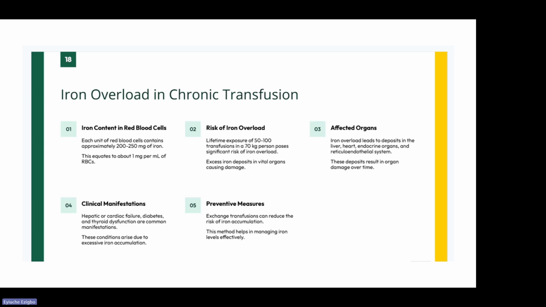So it's a complication of blood transfusion, because this iron that is being deposited in the organs of the body damages these organs: damages the liver, the heart, the endocrine organs, the reticuloendothelial system, and renders them non-functional. Okay, thank you. We'll stop here for today.